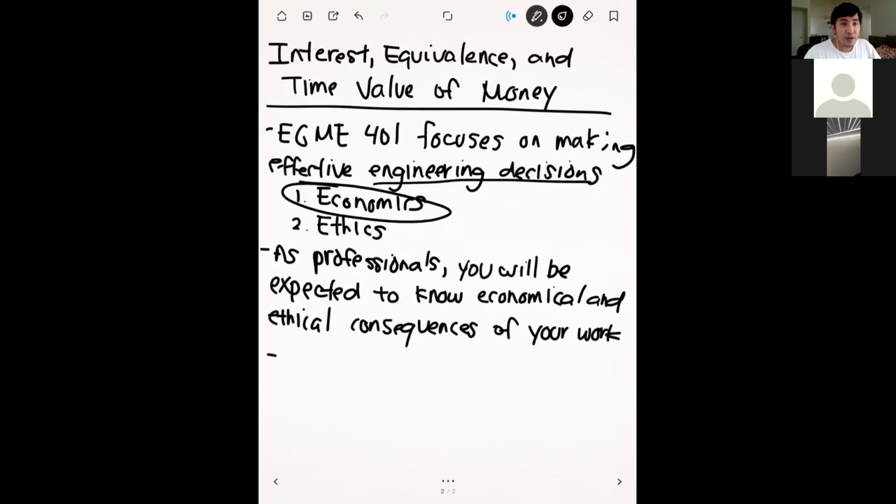And before we dive into economics, we first need to define some terms. These terms might seem really basic, but they form the starting point and the baseline for where we need to go. Okay. So let's start with just some basic definitions.